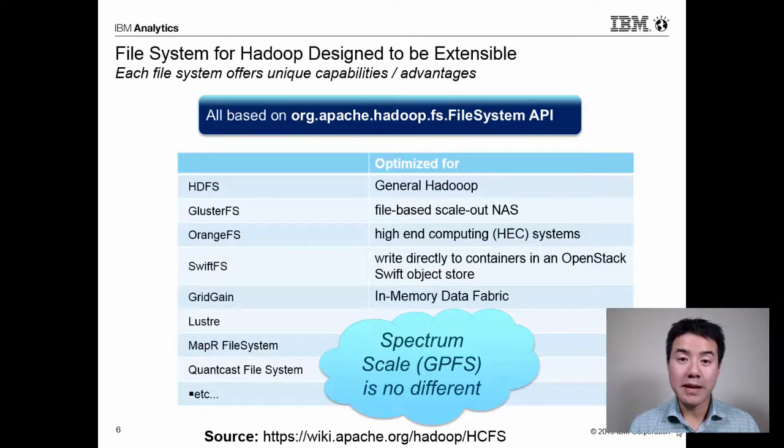Here's a list of many different file systems that have implemented the Hadoop file system API. A lot of these file systems were born out of necessity to address special use cases, special performance requirements, or maybe to address shortcomings in HDFS. And so in this way, GPFS, or Spectrum Scale, is no different.